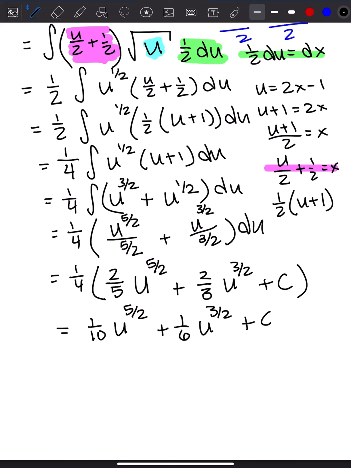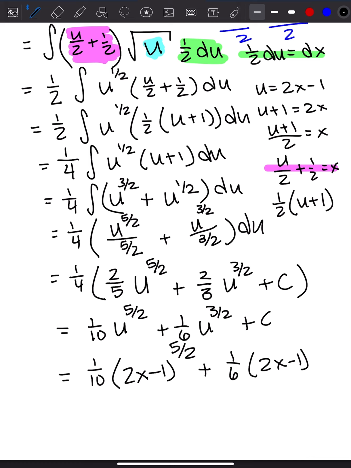And so now that we've simplified this all together, we're going to go ahead and plug u back into this problem. So we have 1/10 times u, which is 2x minus 1, so (2x - 1) to the 5/2 power, plus 1/6 (2x - 1) to the 3/2 power, plus C.